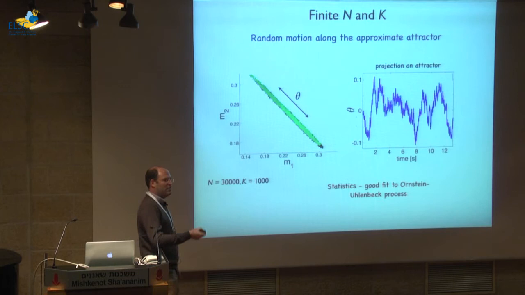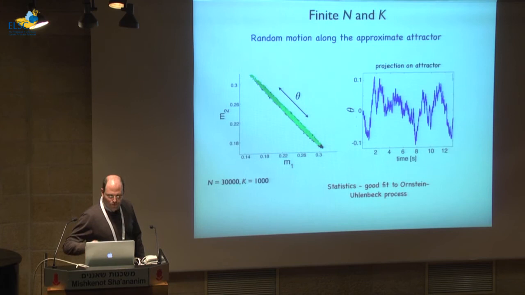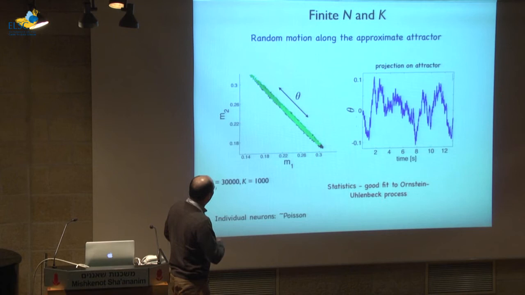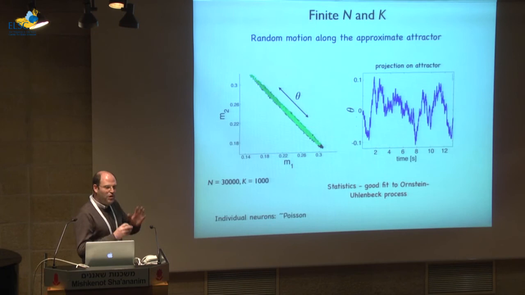And the other point that you'll have to believe me about is that if you look at the firing of the neurons in this network, they're kind of random and they look Poisson-like. Okay. So now we're in business. We have a network which has a continuum of steady states, and it has Poisson-like firing arising from a chaotic balanced state.